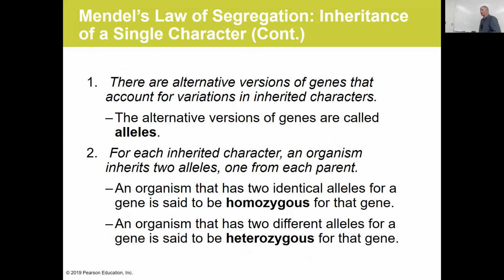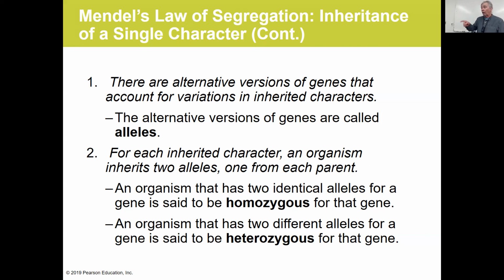Okay, there are alternative versions of genes that account for variations in inherent characters. I think I mentioned this before in an earlier lecture. You have a gene for flower color that codes for proteins that determine flower color. But there are two variations of this gene, and these are called alleles. One allele produces purple flowers. One allele that fits at the same locus does the same thing, determines flower color, but a different flower color, white. So these are alternative versions of the same gene.